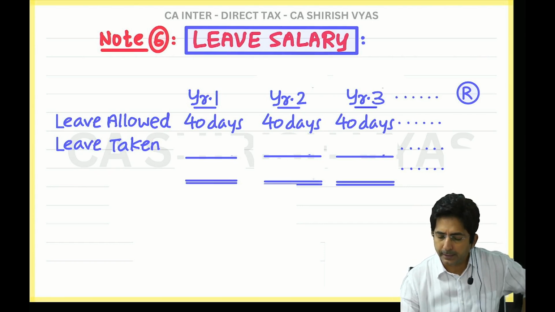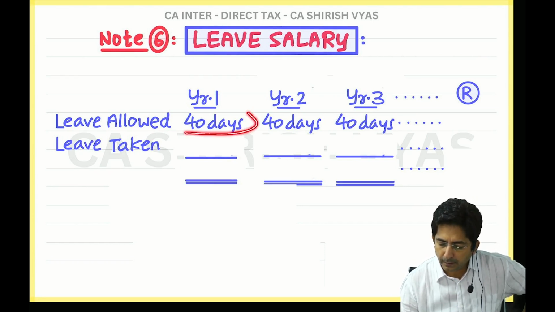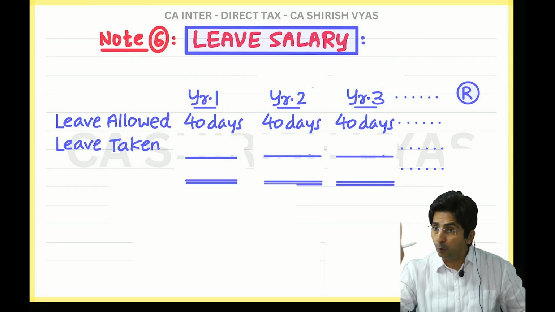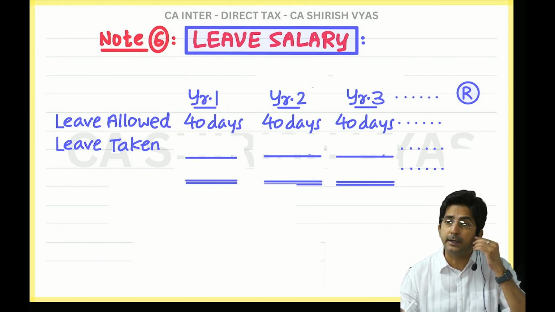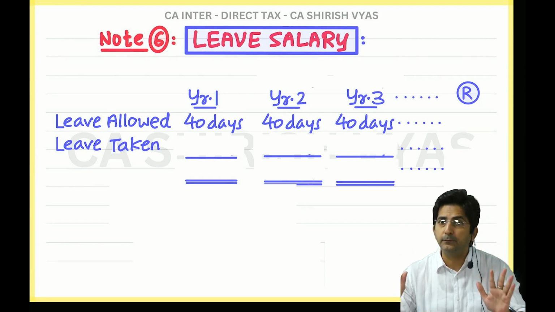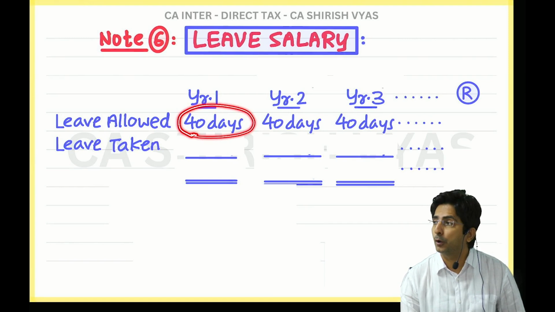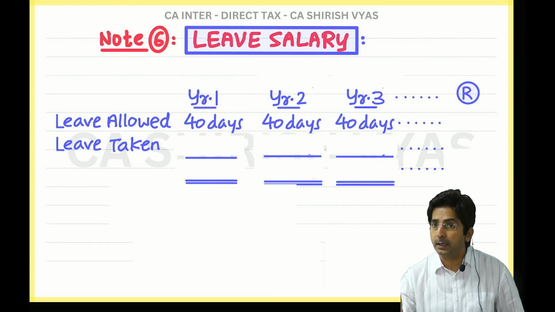Let's assume in my example, your company allows you 40 days leave every year. It is for the whole year. In a year there are 365 days. So out of 365 days, the company allows you to take 40 days holiday. And these 40 days are over and above public holidays and Sundays.